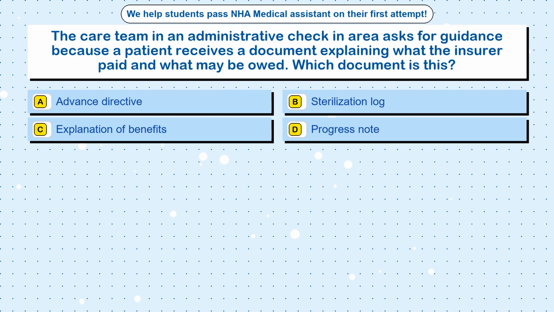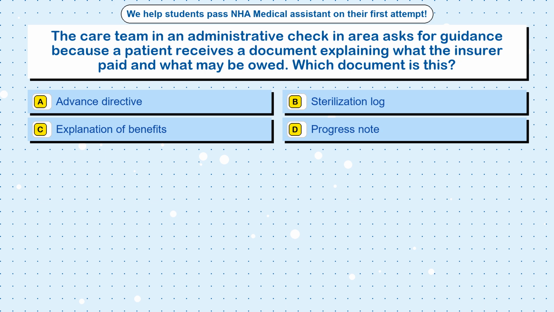Question 80. The care team in an administrative check-in area asks for guidance because a patient receives a document explaining what the insurer paid and what may be owed. Which document is this? Option A, advance directive. Option B, sterilization log.